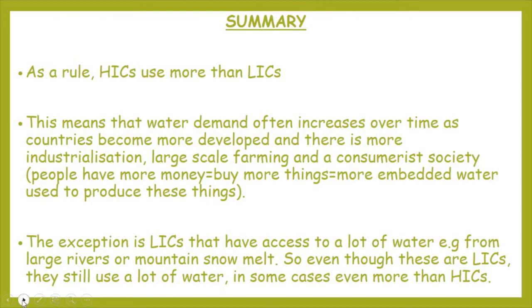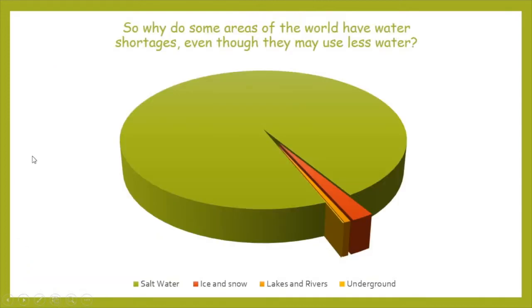However, why do some areas of the world have water shortages, even though they may use less water? So we're always hearing about LICs not having enough water, but that graph we looked at earlier says that LICs don't use much water anyway, so it shouldn't matter that you don't have access to plenty of it. Put a subheading, why do some areas of the world have water shortages even though they don't use much? How can you run short if you're hardly using any? You could do this as a spider diagram if you prefer.